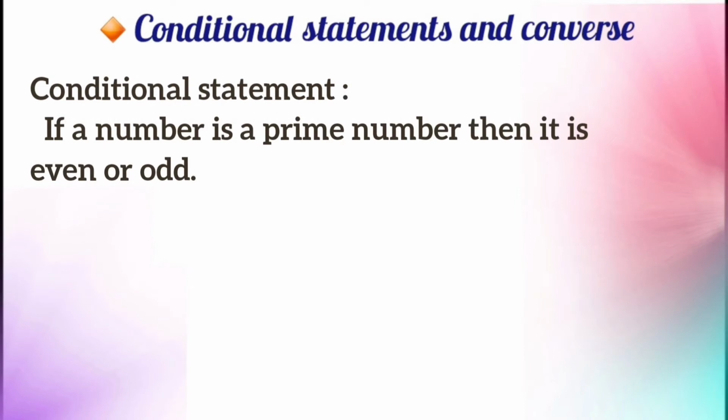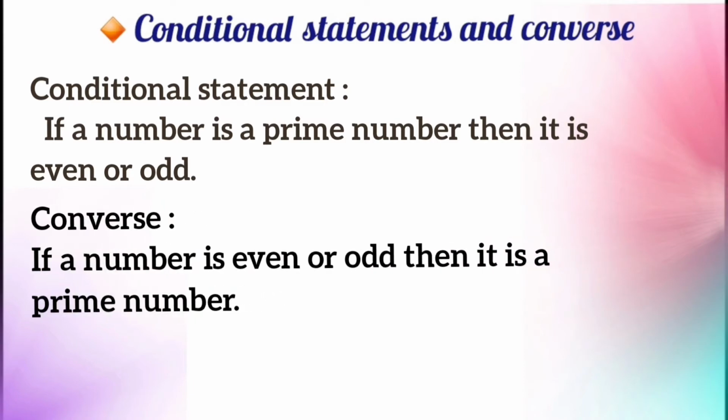Here the conditional statement is: if a number is a prime number, then it is even or odd. So we know that a prime number can be even or it can be an odd number. So that is what is written here. And if we see the converse of the same statement, what do we get? If a number is even or odd, then it is a prime number. But this is not acceptable. Why? Because is every even and odd number a prime number? No, that is wrong. It can also be a composite number.